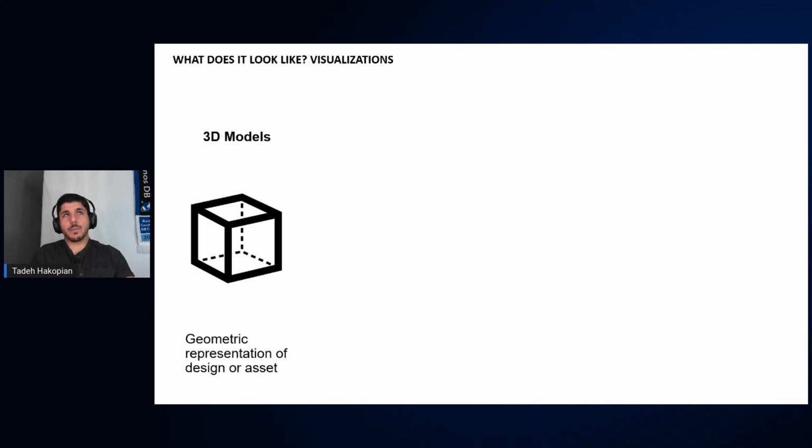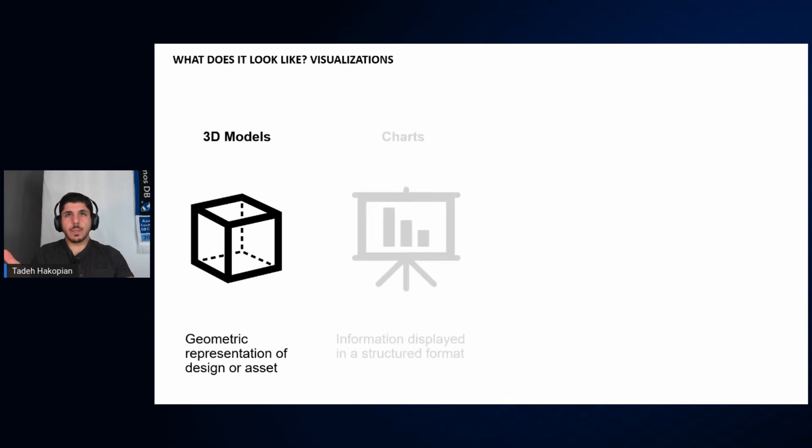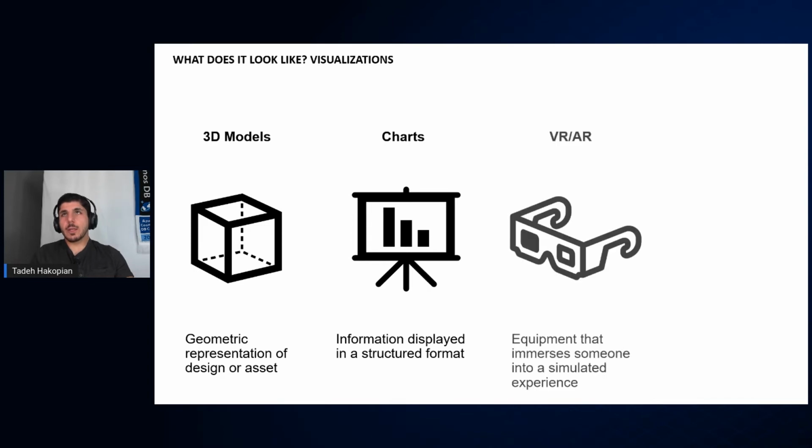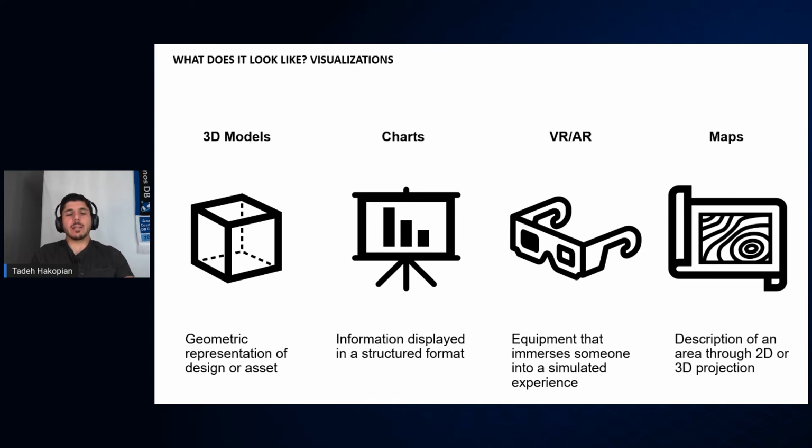So what does it look like? It could look like 3D models, just basic geometry on your screen. It could look like charts, just information charts. That's another way to visualize your environment from a digital twin. It could be VR, immersive. And it could be maps, like laying out the map and environment to see where everything is. So we'll look at some examples of all that.